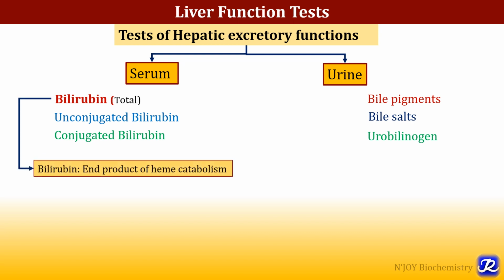So what is this bilirubin? This is the end product of heme catabolism. And the normal range of bilirubin is 0.2 to 0.8 milligram per deciliter.